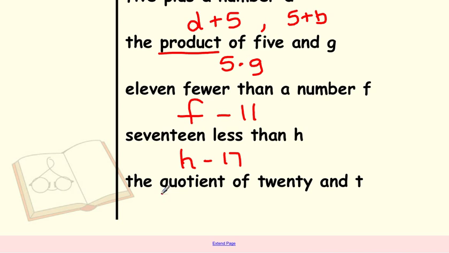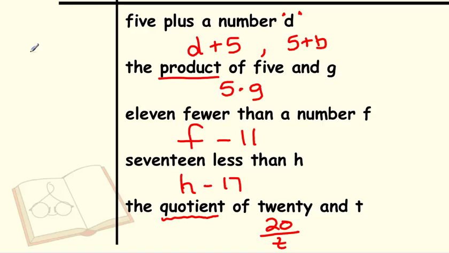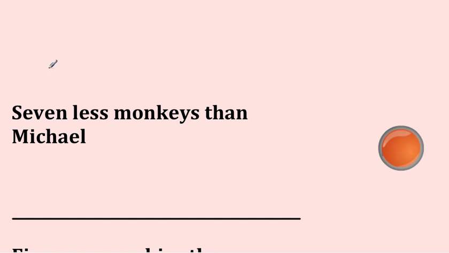Quotient. Quotient is another one of those words that we don't always think about, but it means to divide. And I'm going to take 20 divided by t, the quotient of 20 and t. Notice that these are all expressions. None of them equal anything yet at this point. We're going to take time to learn how to write expressions and then later equations.